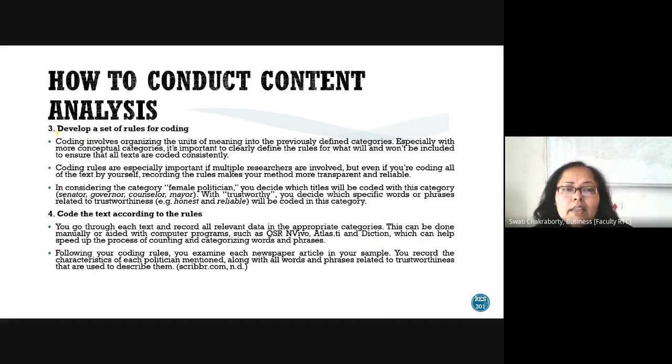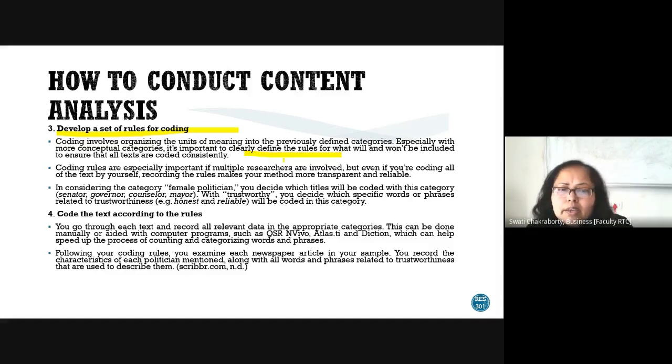Third stage is to develop a set of rules for coding. Coding involves organizing the units of meaning into previously defined categories, right? And it's important. Why? Because you need to clearly define the rules for what will and won't be included, to ensure that all your texts are coded consistently, right?